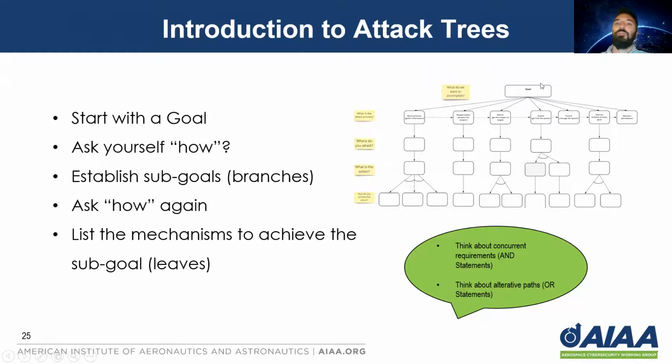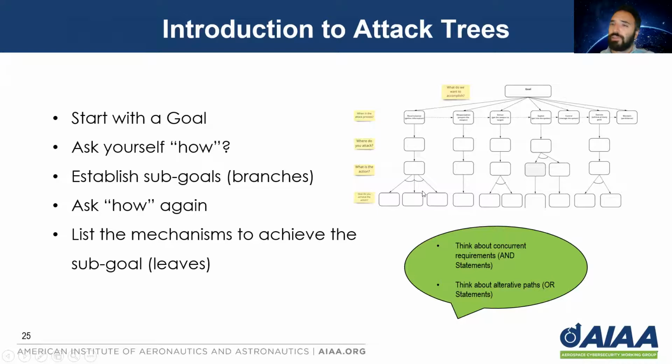So maybe when it comes to your satellite, the goal is bricking the satellite system, right? You want the satellite to not operate anymore. That's your goal, and that would be put right here at the top of your tree. Then you would ask yourself consistently, well, how would you achieve that goal? And you'd have a series of sub goals. Then you keep asking yourself, well, how does that happen? And how do you do that? And how do you do that?